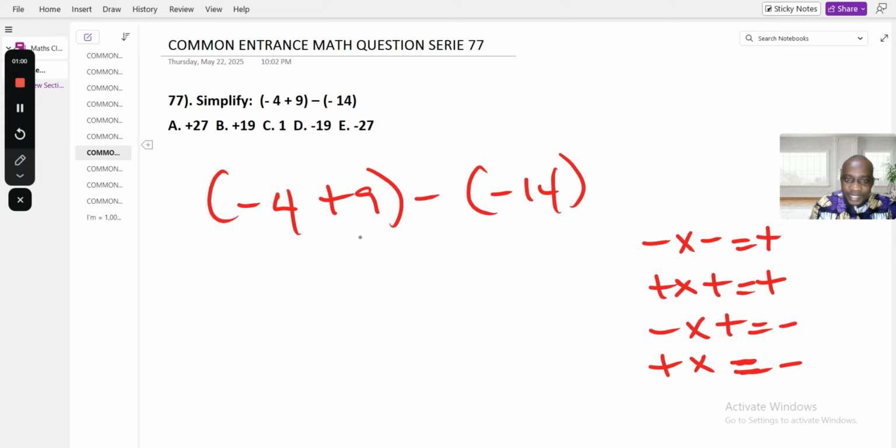This one, let's assume that what you have is a plus sign. It means the money you have when you see a plus. When you see a negative minus, it means what you are owing.